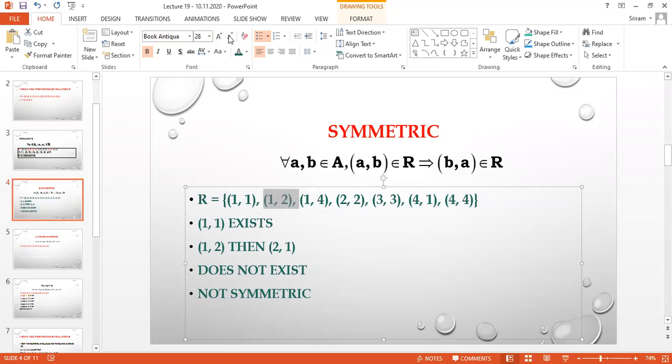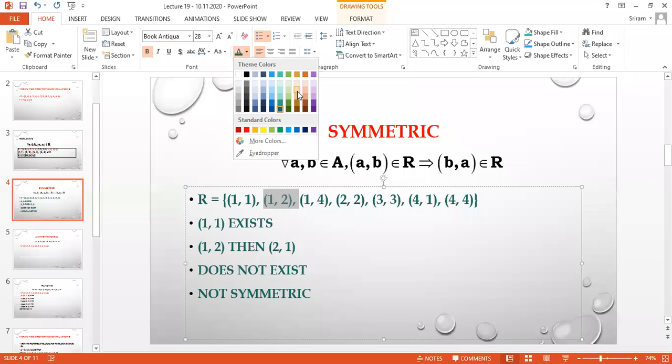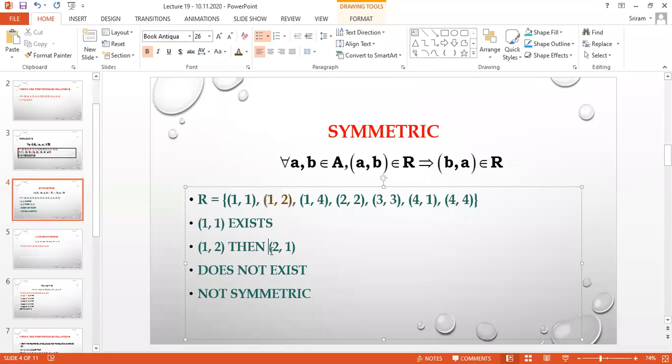I am going to check the other pair. The meaning of other pair, opposite pair, is 2, comma 1. I am going to check here, do I have 2, comma 1? No, I have only 2, comma 2. There is no 2, comma 1. So I can say 2, comma 1 does not exist.